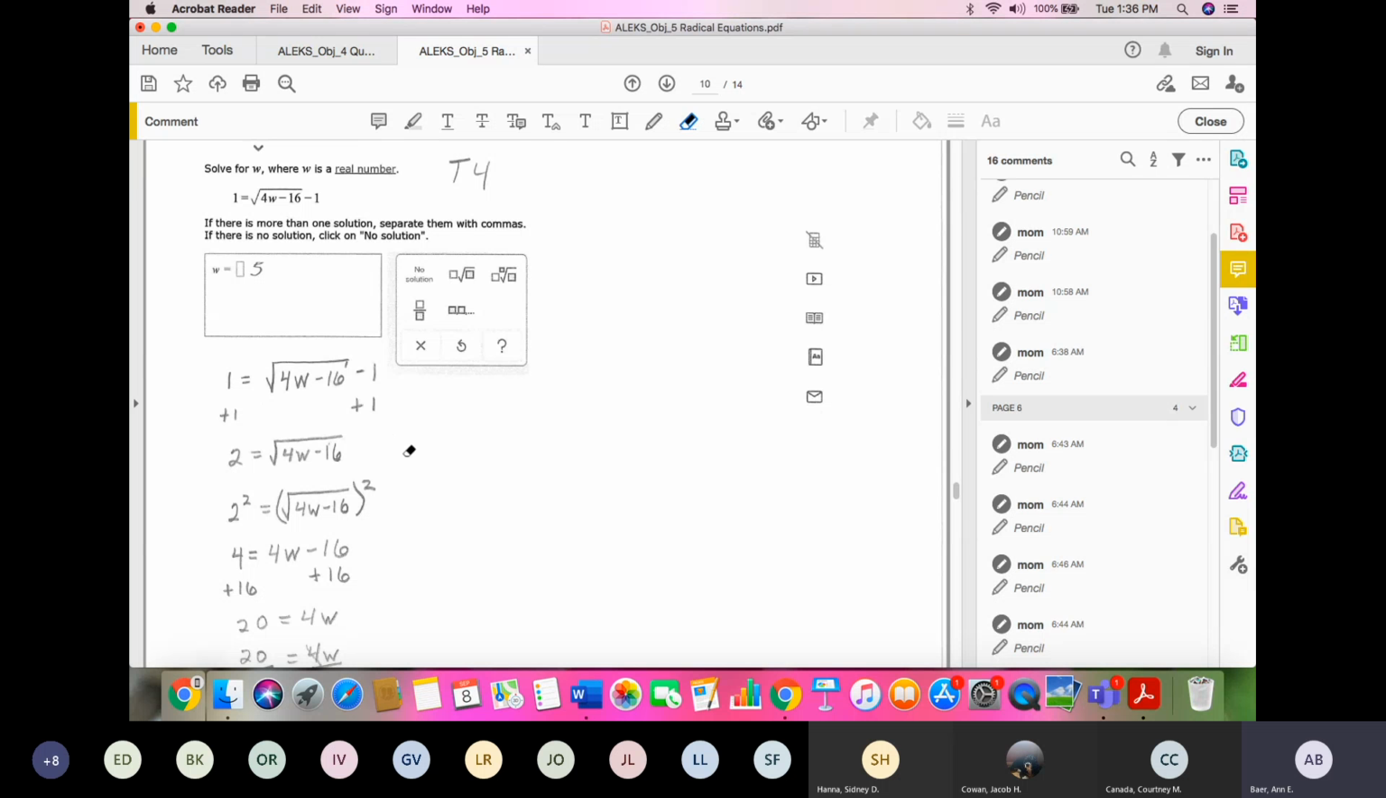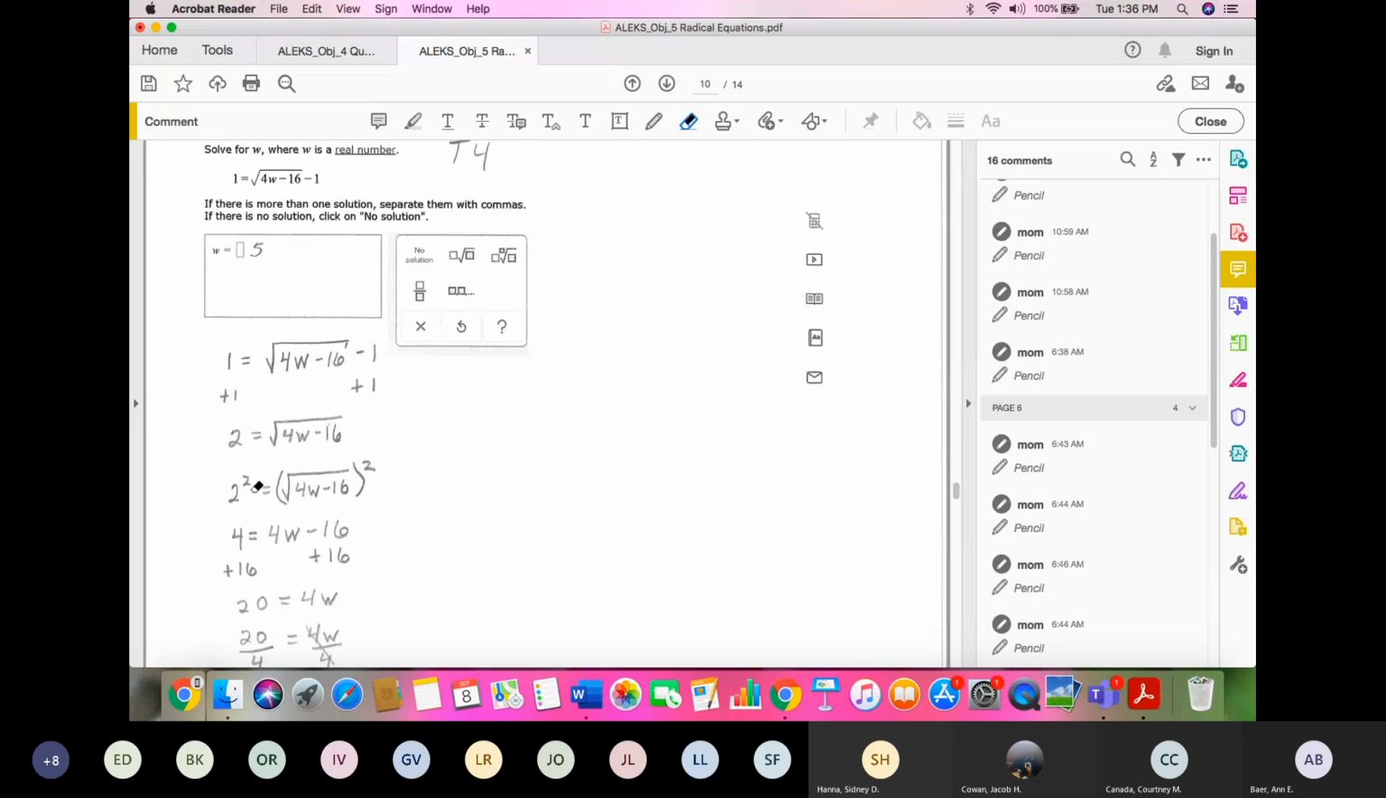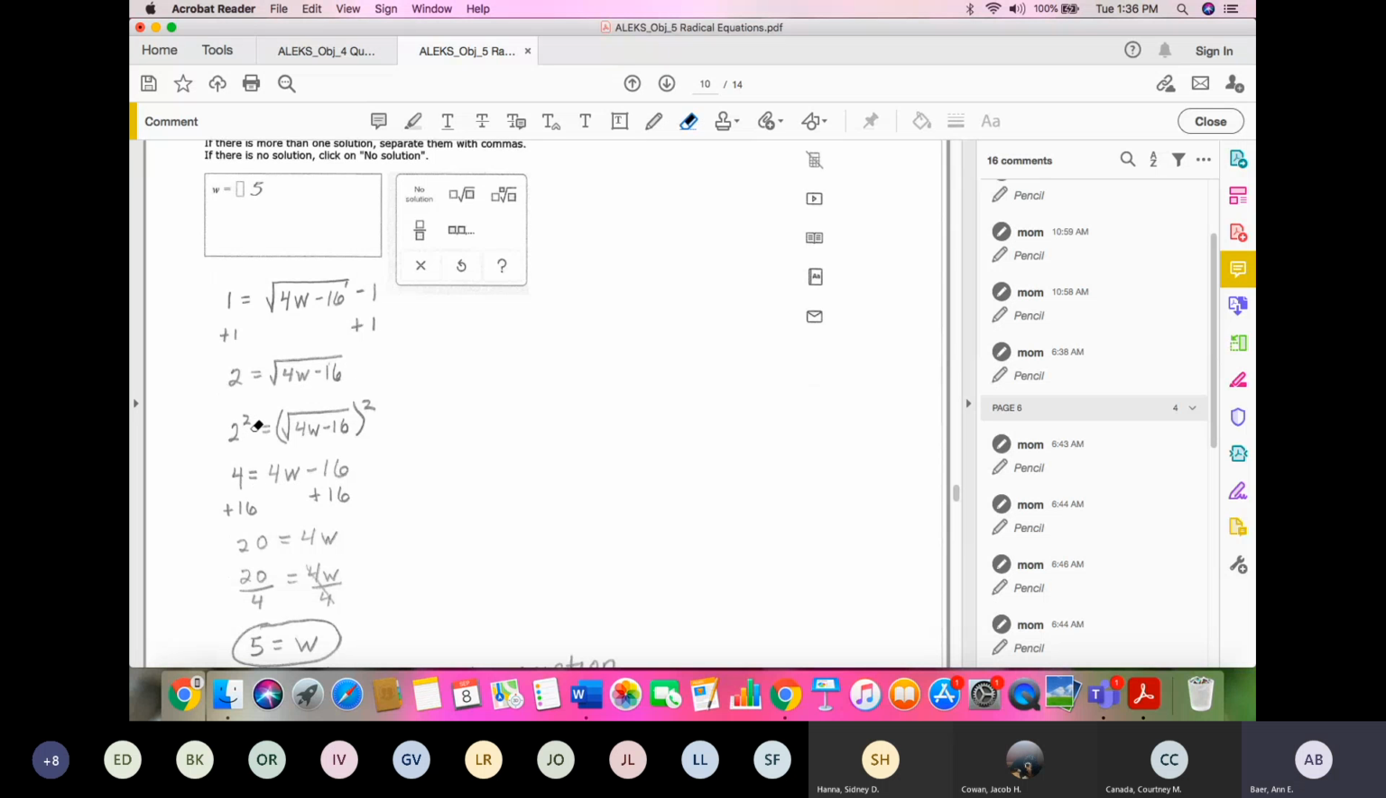So now we are at step 2 of our process, squaring both sides. We want to undo square rooting, so we want to square this side, but we also have to square this side. So that's what we did. We squared both sides. So 2 squared means we have 2 2's multiplied together. 2 times 2 is 4. The square undoes the square rooting. So on this side, we're just left with 4w minus 16.